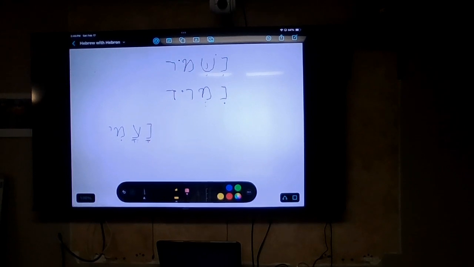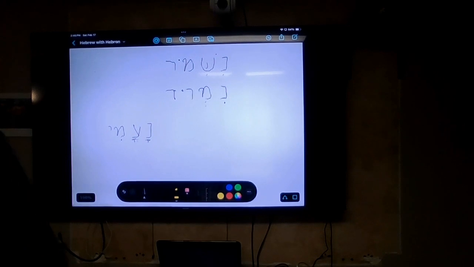Vayomer Elohim yehi or. And God said, let there be light. Is that Yehi imperfect? No. I'd call this a jussive, which is basically a future. You see that it's not quite all there. It should have another hey at the end of it, but it dropped. Ask Scott Nagel why, because I can't tell you.